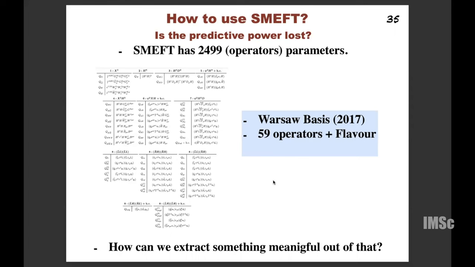So 2499 is without violating baryon number, at dimension six. Just out of my memory, I think it's dimension six.